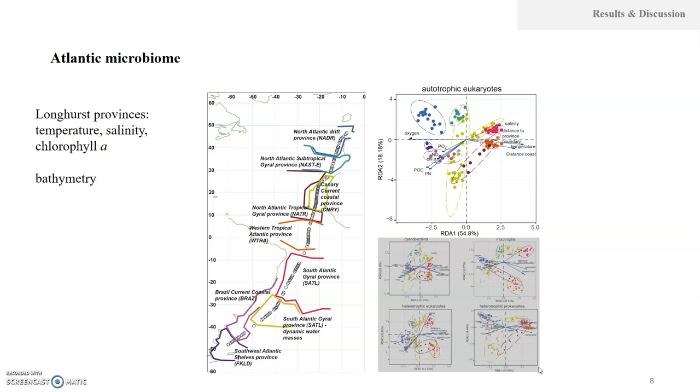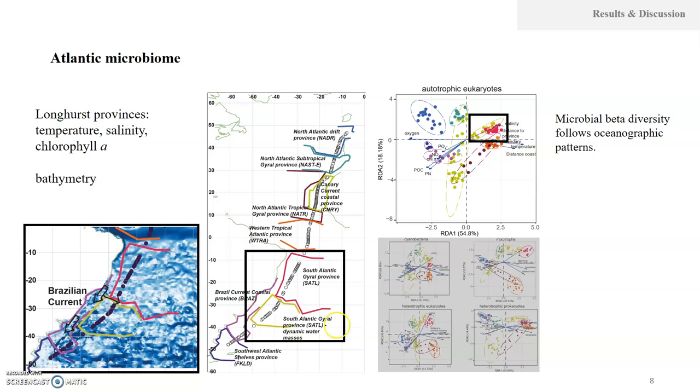Further, we could identify that microbial beta diversity clustered according to ocean currents. For example, the South Atlantic Gyre province, which Longhurst roughly defined between -5 and -35 degrees south, we identified two provinces which were markedly separated into a warmer, heterogeneous northern part and a dynamic and colder southern part, separated by the Rio Grande Rise and a part of the Brazilian Current.